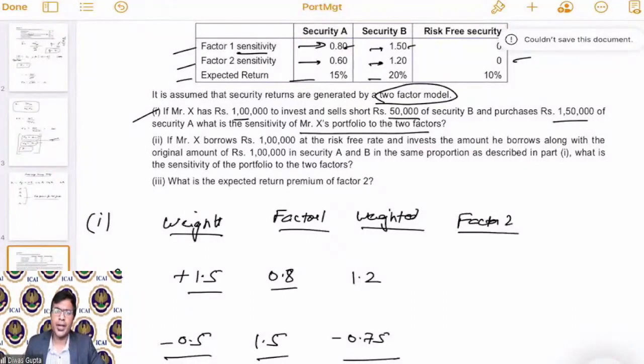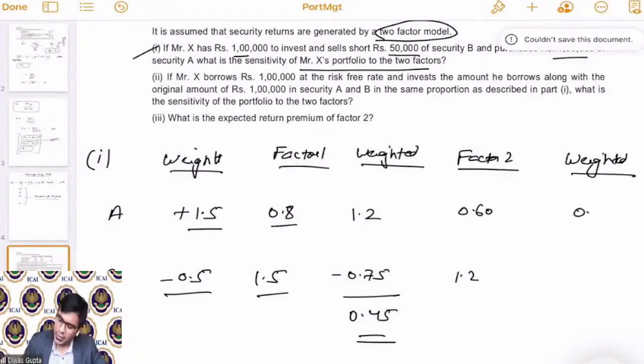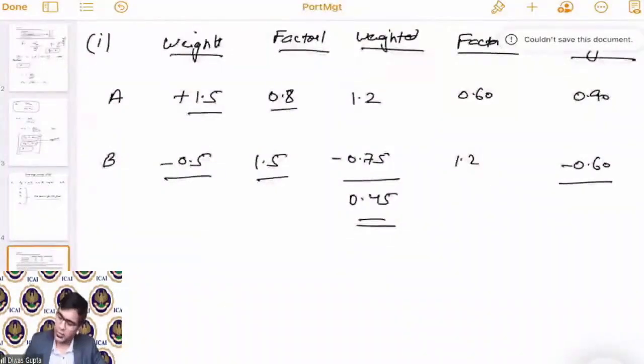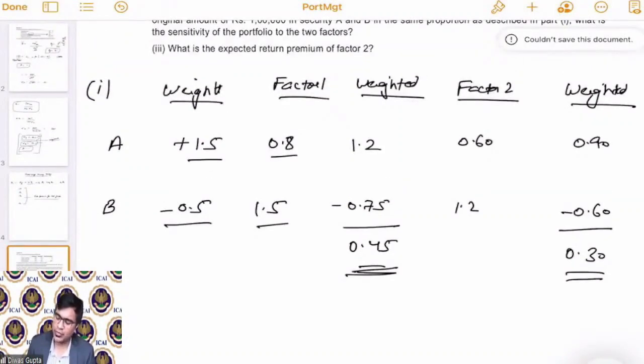Okay. So the factor 2 is 0.60, 1.2, weighted amount comes as 0.90 minus 0.60, and the total is 0.30. So the portfolio that is formed by doing this operation of divesting 50,000 and investing 1,50,000 in the portfolio makes the factor 1 sensitivity as 0.45 and factor 2 sensitivity as 0.30. Okay.